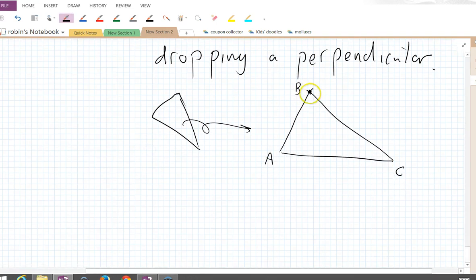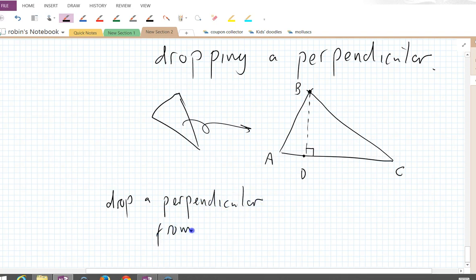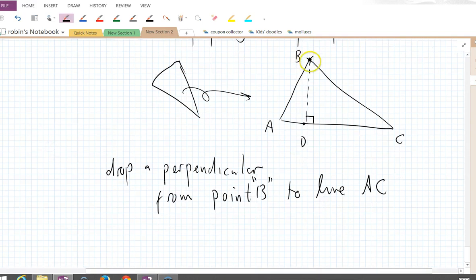So dropping a perpendicular, it's easy to draw it. I go just creating a new line to this point here, which I'm going to call D, and I'm going to make sure that's a right angle. So I'm going to say we drop a perpendicular from point B, I guess you could put in quotes, to the line AC. And that just means that we find this point here where it's at right angles.